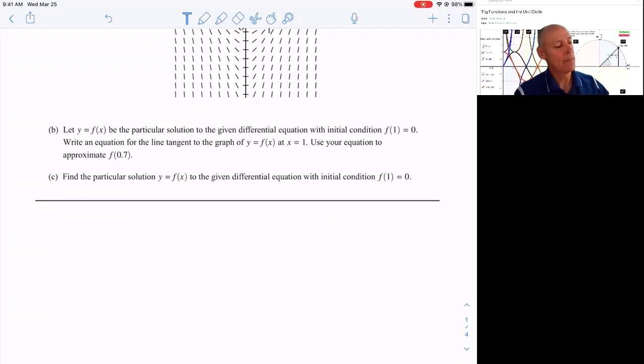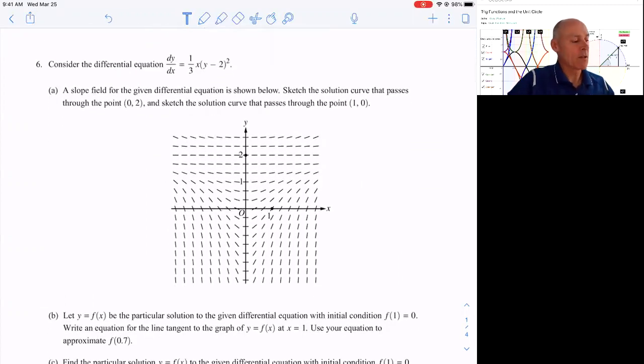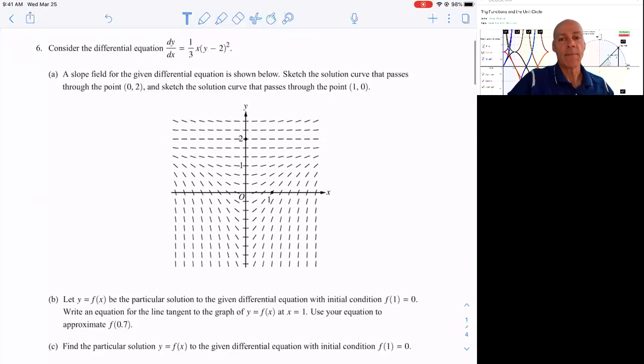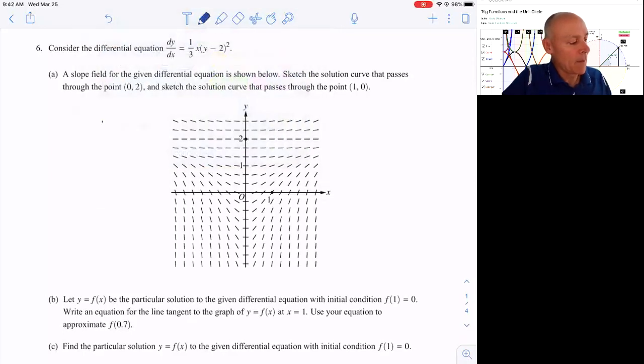Okay. So let's go back up to part A. We have a slope field already drawn for us, and we're asked to sketch the solution curve that passes through the point (0, 2). So my solution curve has to pass through the point (0, 2). The first thing I want to do is find the point (0, 2) and indicate that on my graph. So that would be (0, 2) right here.